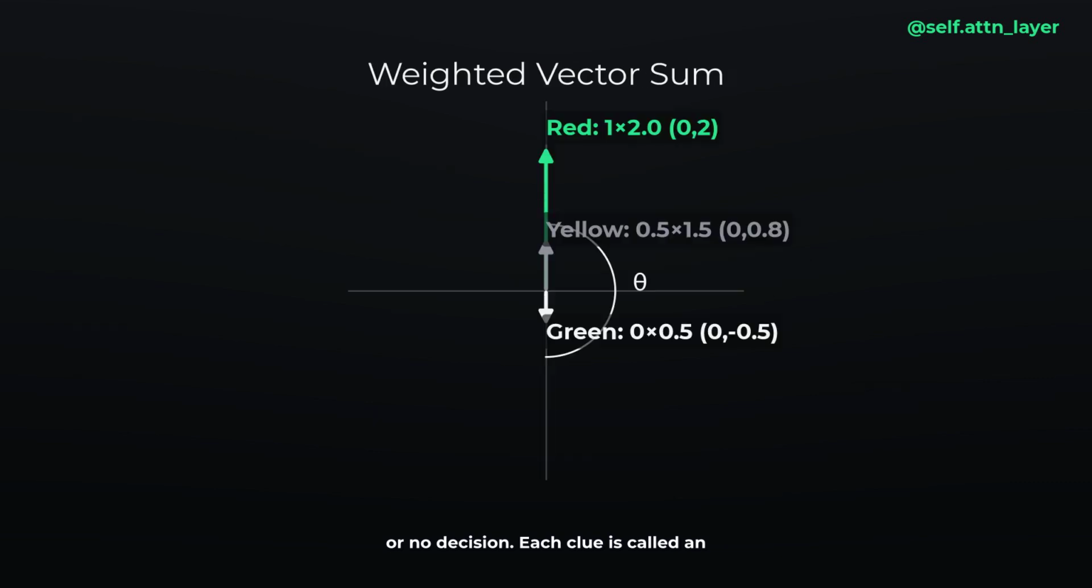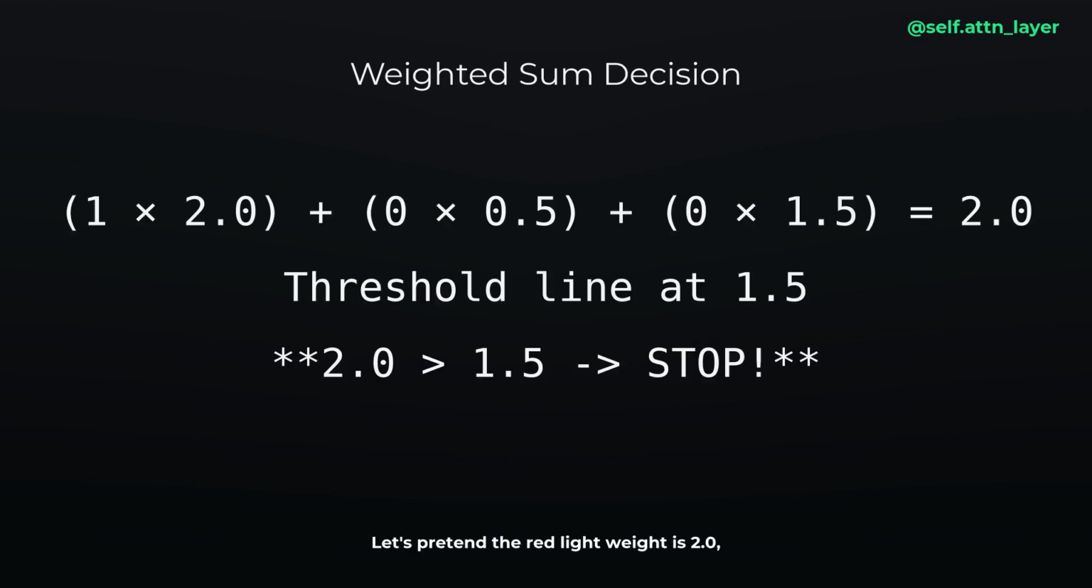Each clue is called an input. In our traffic light example, the input for red is 1 because red is very important for stopping. Green is 0 because it doesn't help you stop at all. The perceptron also has tiny numbers called weights that tell it how important each clue is. Let's pretend the red light weight is 2.0, green is 0.5, and yellow is 1.5.